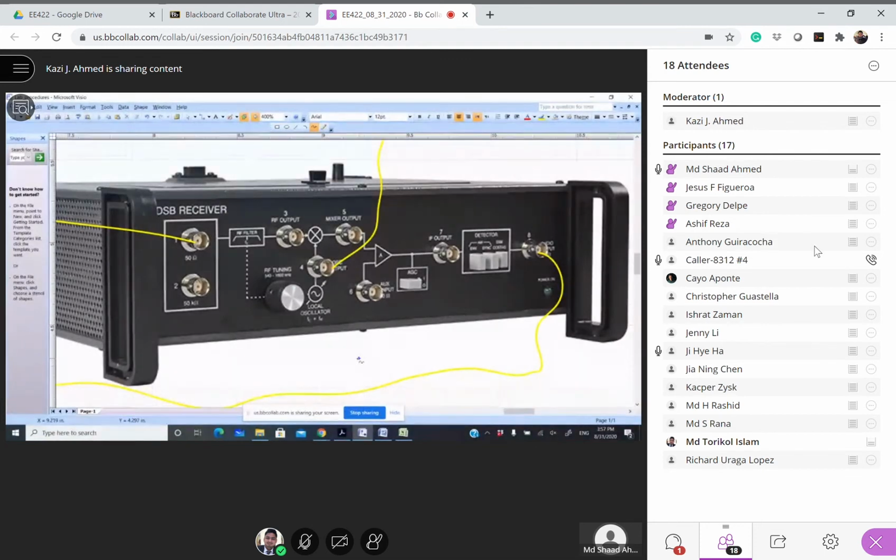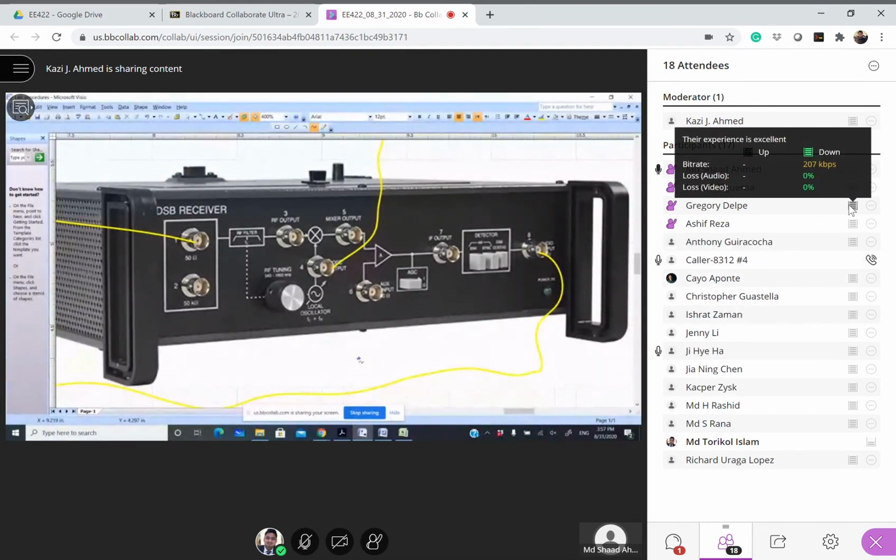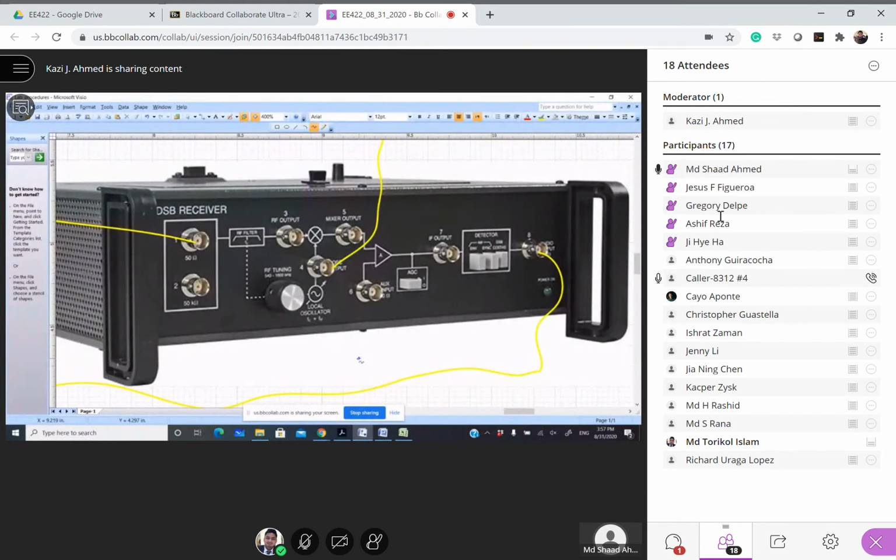This is MD Saad Ahmed. So if the local oscillator is not 1455, that means the carrier frequency is less than, so that the envelope is going to be overlapped.